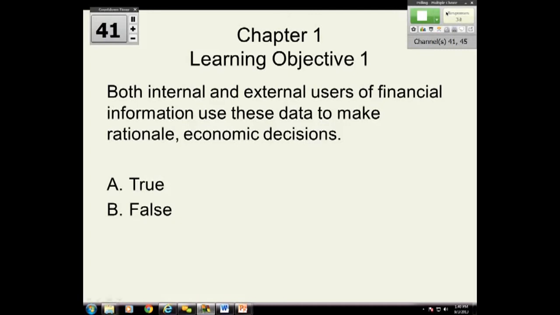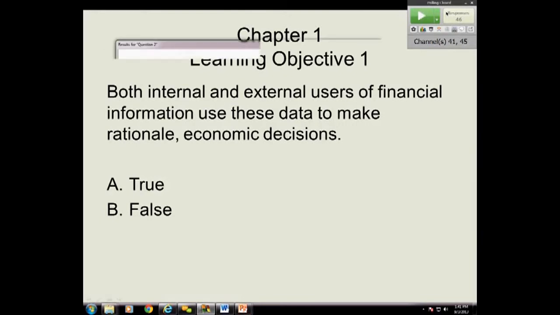A is true, and B is false. Both internal and external users of financial information. Yeah, these are easy. I know that. So, I think. All right. Okay, it's also good for you to get used to using these things. So, everybody's in. I'm just going to let this thing run down, give you the full effect. Okay, there we go. All right, so now that's interesting.